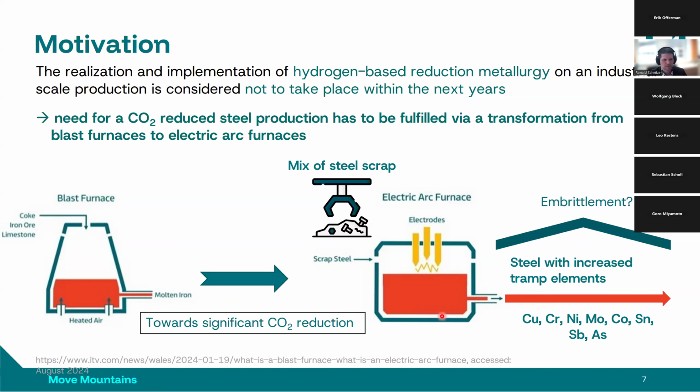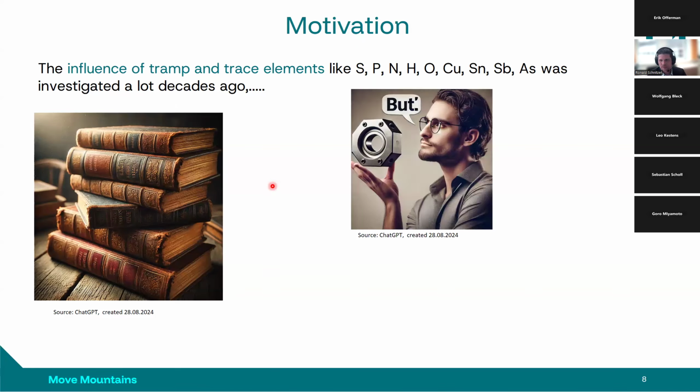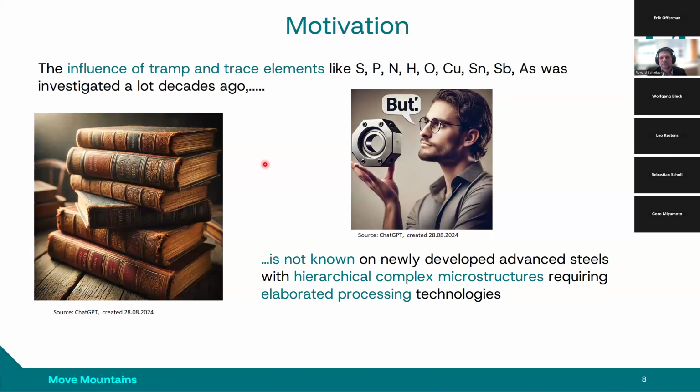And when it comes to low alloyed steel grades, where they are not intentionally alloyed, one can consider them also here as tramp elements. In general, the influence of these elements was investigated a lot decades ago. You will find a lot of literature on what, for example, sulfur, phosphorus, nitrogen, hydrogen do cause in steels when they have higher contents. Now the huge but is that it is not known on newly developed advanced steels with complex microstructures where you have nano-microstructural elements incorporated which come from advanced processing technologies.